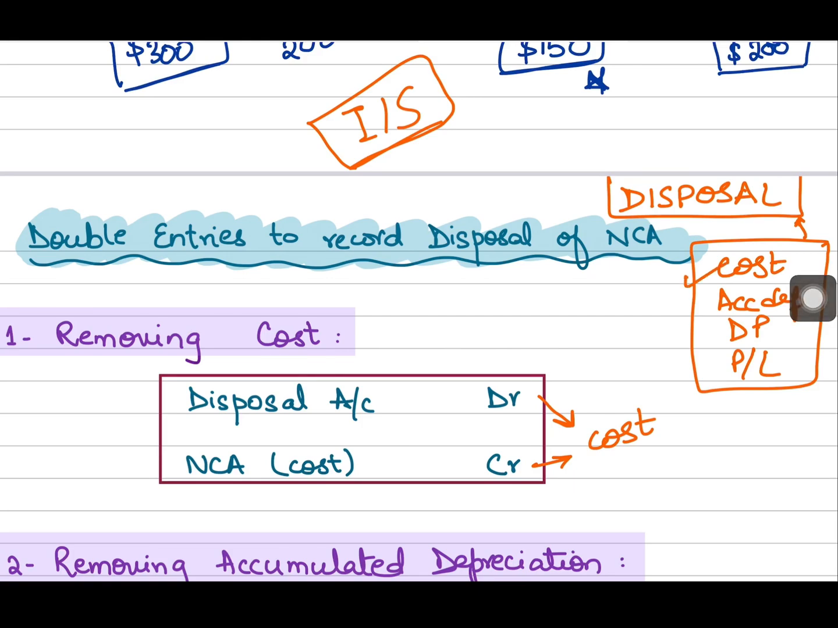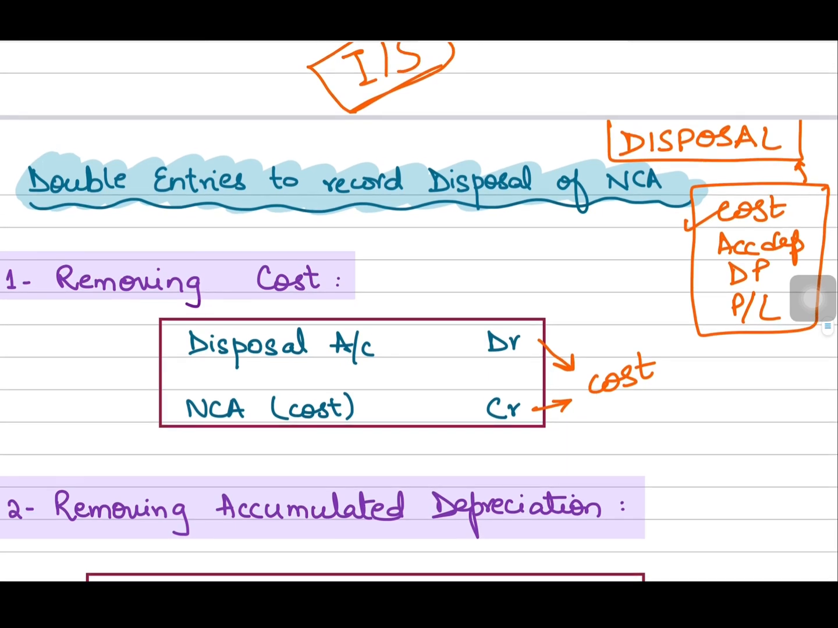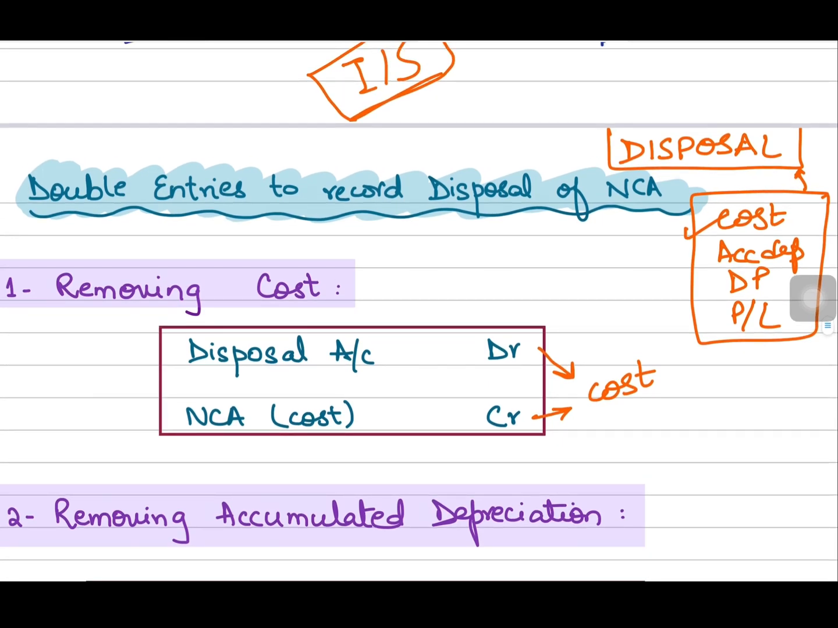Now, second was to remove the accumulated depreciation. So, now just think, when we want to increase the balance of this contra asset, the provision for depreciation account, we used to credit it, right, which used to record the current year depreciation. Now, by eliminating the accumulated depreciation on that asset which is now being disposed of, the provision for depreciation account balance will decrease.